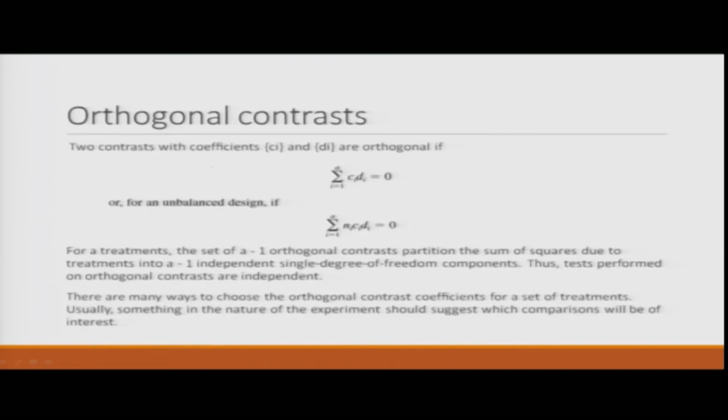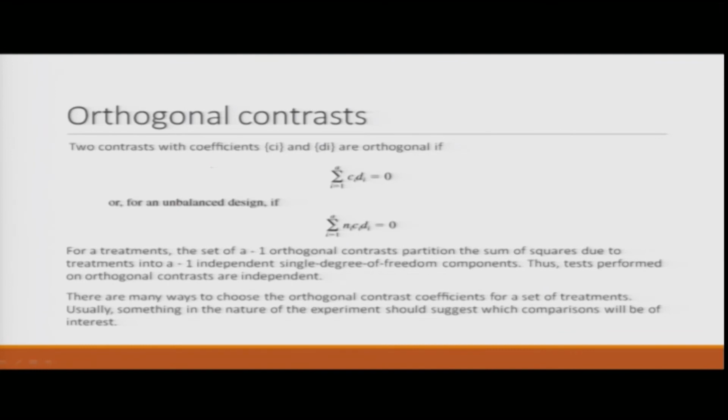We will start the orthogonal contrast. So, the two contrasts with coefficients Ci's and Di's are orthogonal if you multiply them and the sum is 0, or for an unbalanced design, considering that n1, n2, n3 are all different, it will be the multiplication with n and then summed up equal to 0. That means the summation of ni, ci, di is equal to 0. So, that is the orthogonal contrast.